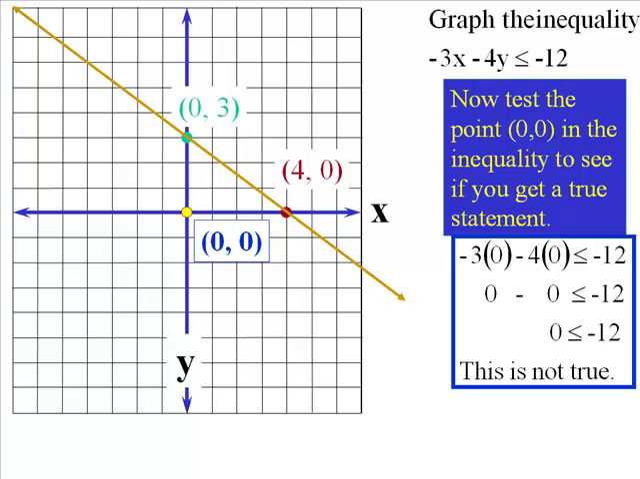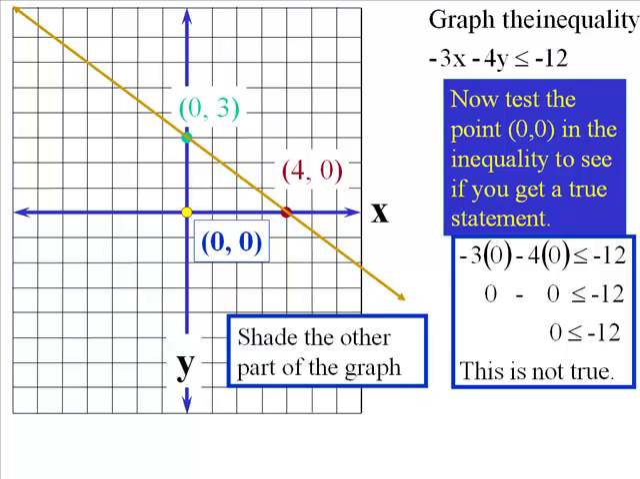So my test point 0, 0 in yellow over there did not work, so I cannot shade that part of the graph. I'm going to have to shade on top of the line now. On top of the line, because 0, 0 did not work. It did not give me a true statement. We shade on top of the line.